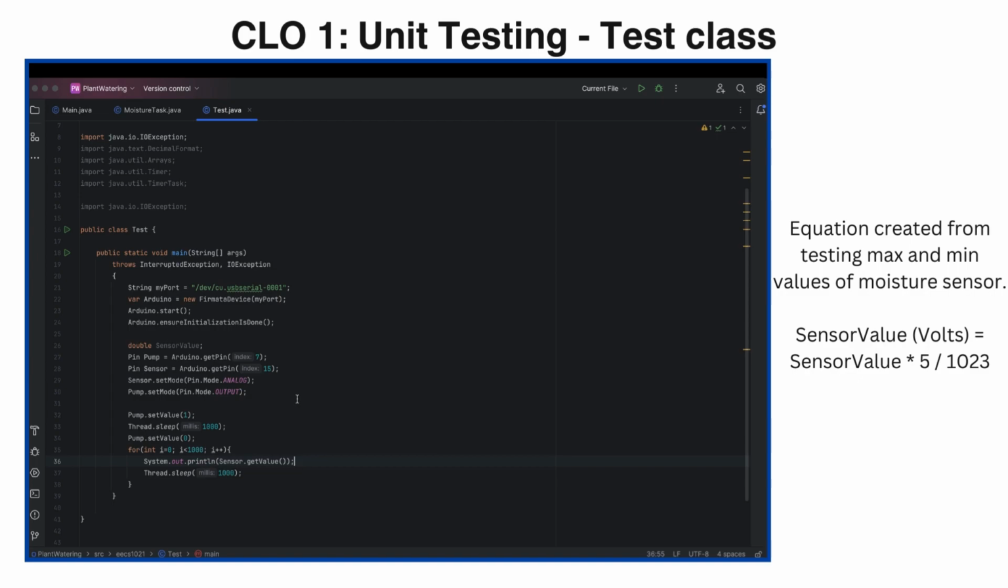While testing the sensor values multiple times, I created an equation to convert the sensor values, which ranged from 0 to 1023, to a value between 1 and 5, 5 being the driest and 1 being the wettest. You can see my equation was the sensor value obtained times 5 divided by 1023.